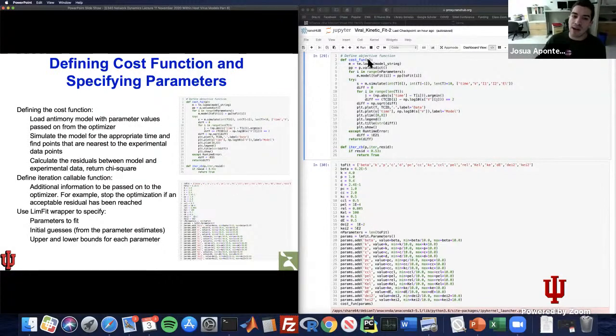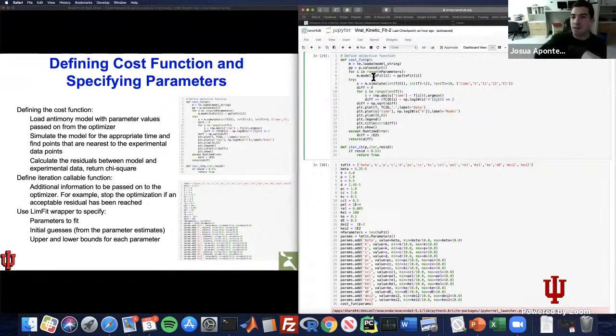So the first thing I need to do is take those values, load my Antimony model, and then assign the values to each of the parameters of my model. And this is what lines 3 to 6 are doing. Basically P is the set of parameter values that is going to be produced by the optimizer. I load the model, and then I create a dictionary that allows me to assign parameter values to the model parameters. Is that clear, or should I explain it again?